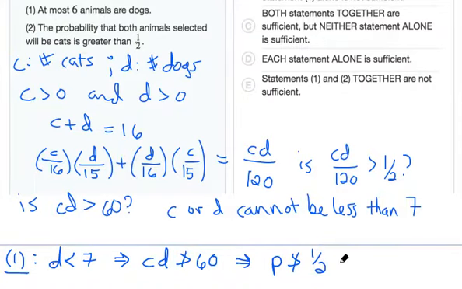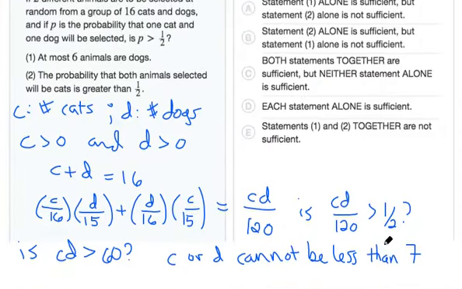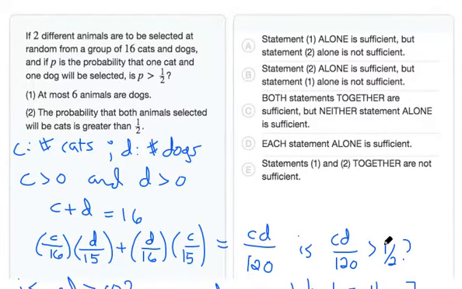The answer to the question would be no. And even though it's an answer of no, it's still a definitive answer for all cases. So this statement alone is sufficient. And if we scroll up, we can eliminate answer choices B, C, and E, because statement 1 alone is sufficient. Now let's narrow it down further.